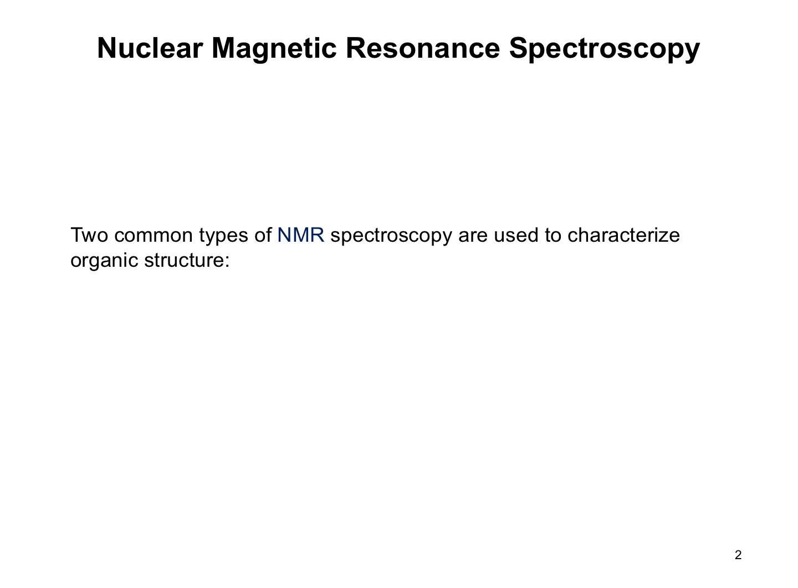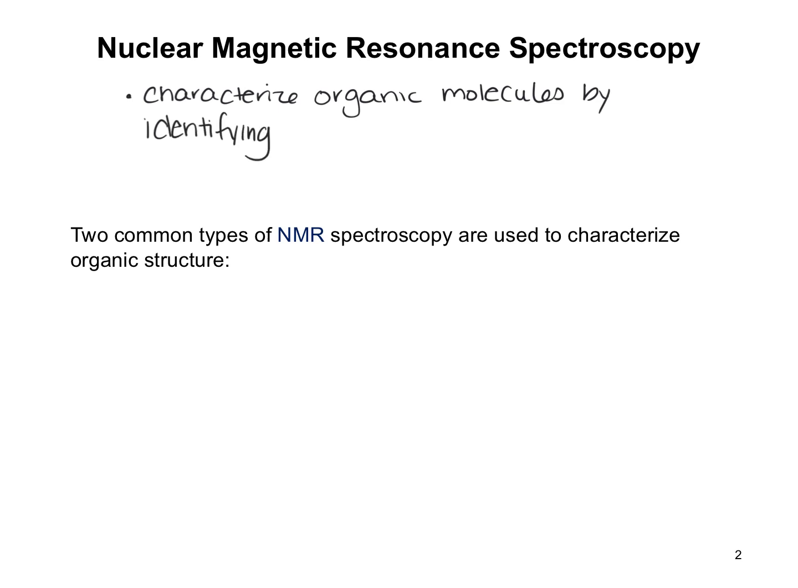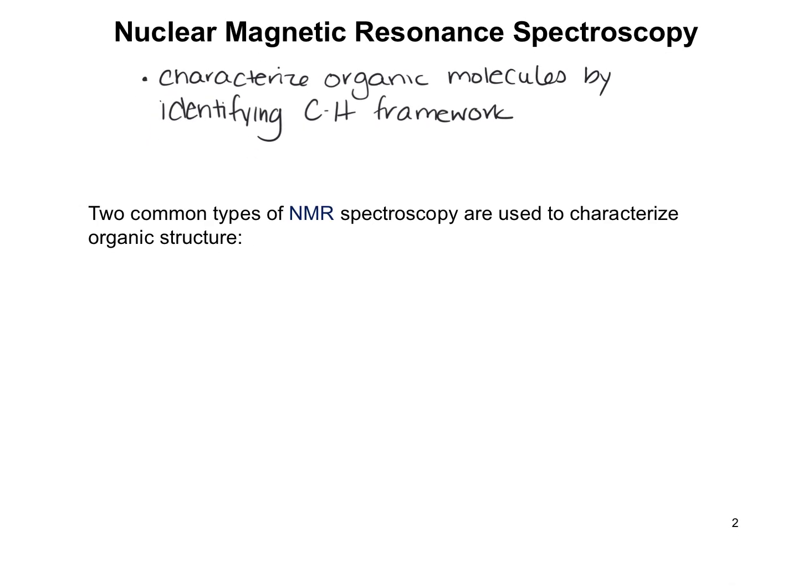So then what is NMR? Nuclear magnetic resonance spectroscopy, which is abbreviated NMR, is a really powerful analytical technique that is used to characterize organic molecules by identifying the carbon-hydrogen framework within the molecules. Two common types of NMR spectroscopy are used to characterize organic structures.